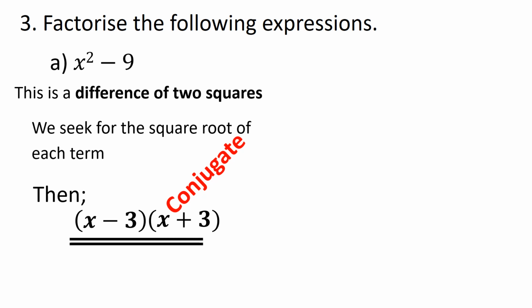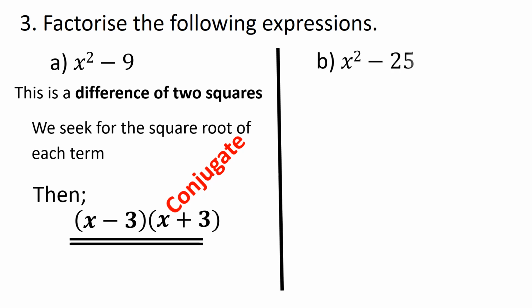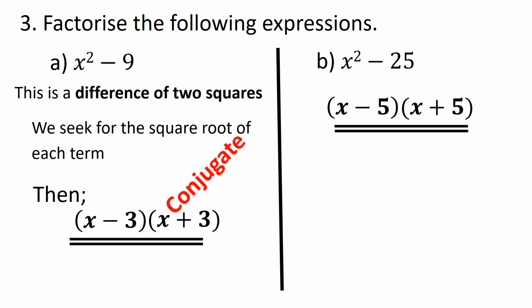Let's look for another example that can be done in the same way. That is B, x squared minus 25. This is also a difference of two squares, so we need to get the square root of each term independently. Square root of x squared is x, and the square root of 25 is 5. So we write x minus 5 multiplied by the conjugate, which is x plus 5, which is our answer.